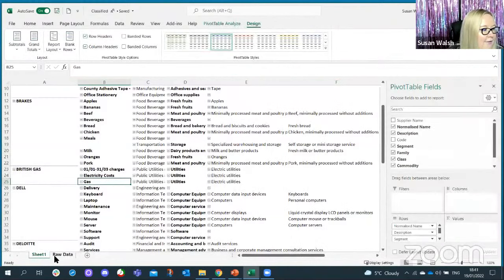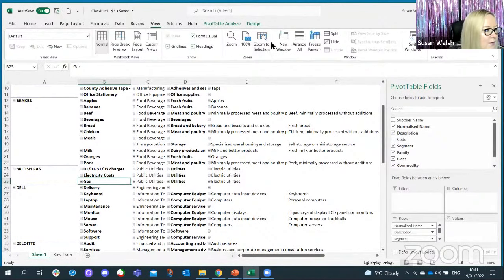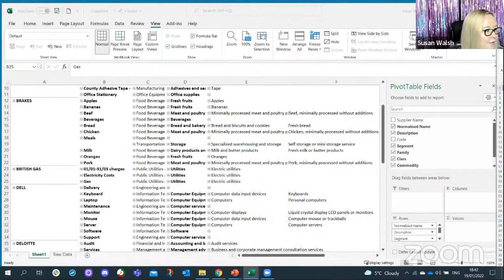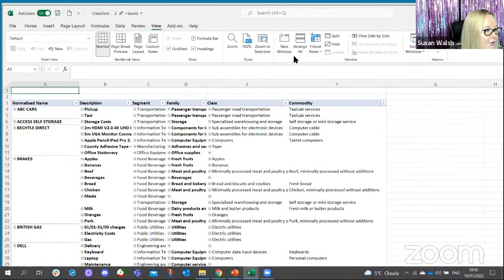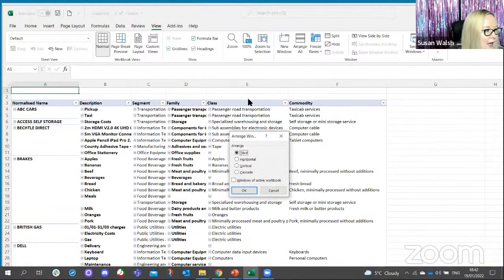Now, it's a bit of a faff clicking between the tabs. So what I'm going to do is go to View. I'm going to add a window, new window, and it's going to create two versions of the same tab. And then I'm going to go back to view, and I'm going to arrange all, and I want to view them vertically. Who's laughing at my pivot tables and VLOOKUPs?